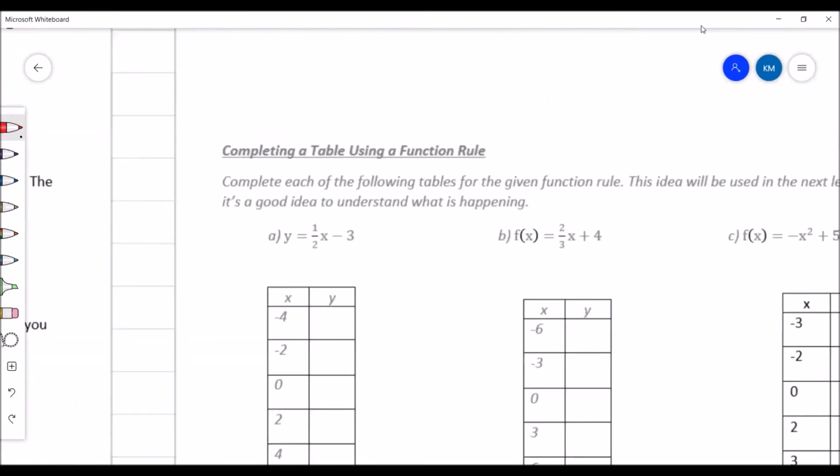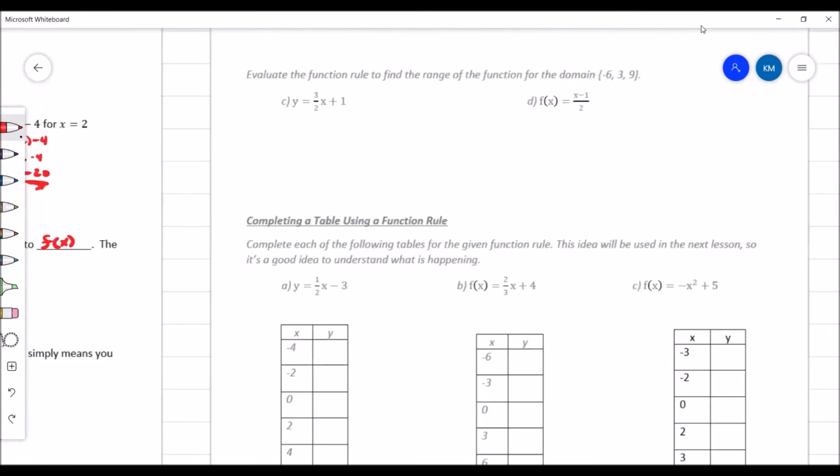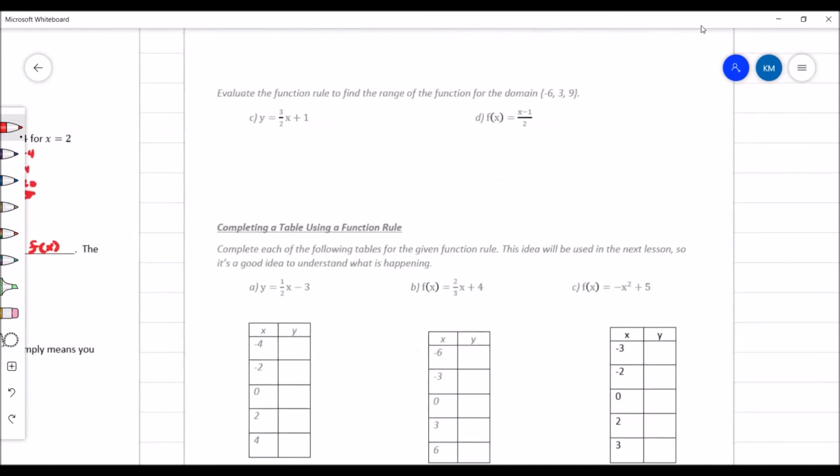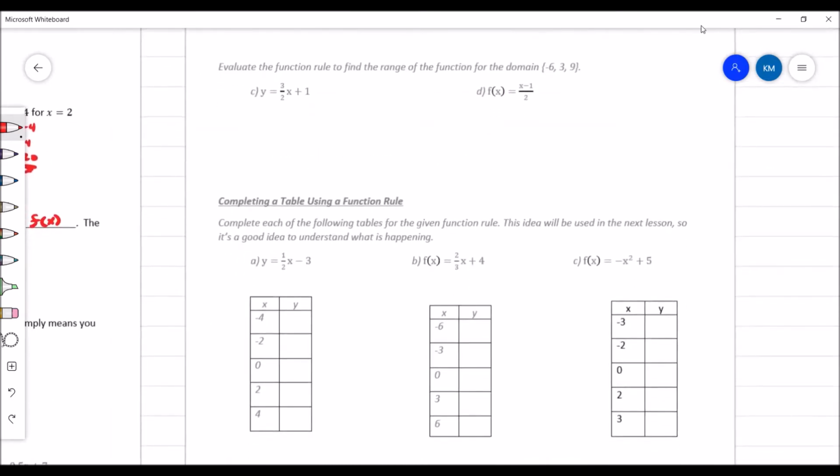All right. Completing a table. It says evaluate the function rule to find the range of the function for the domain -6, 3, and 9. So again, same directions, different numbers. They're just asking us to find the y value of the function for the given x values. Plug these x values in and see what it comes out to be.